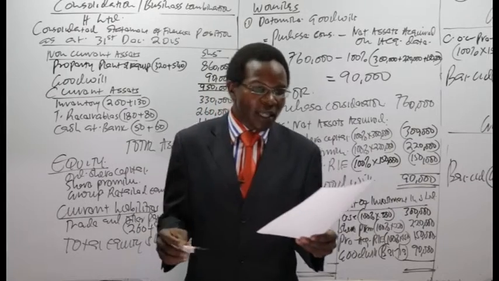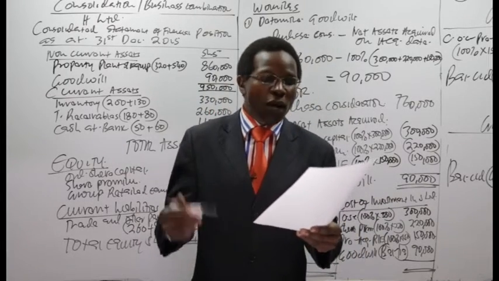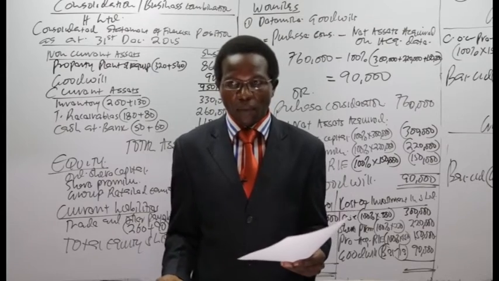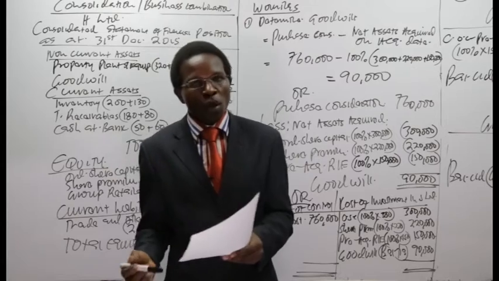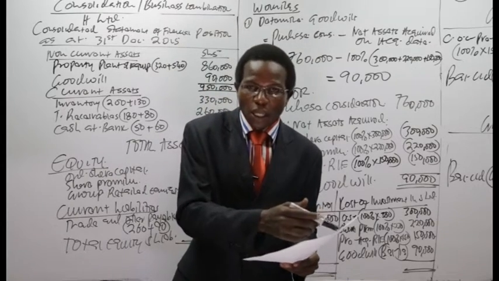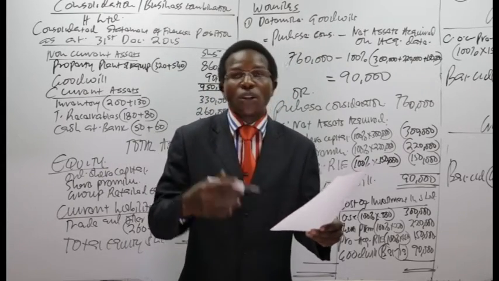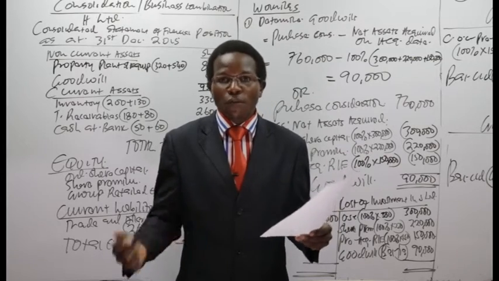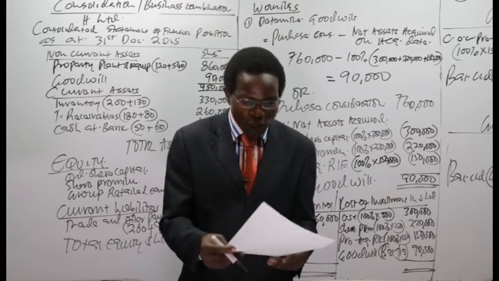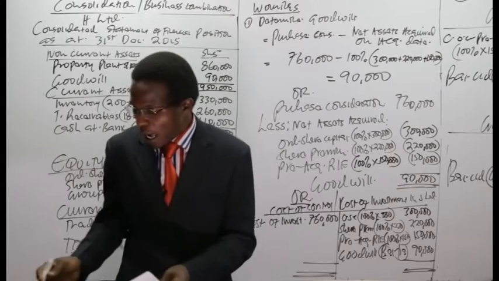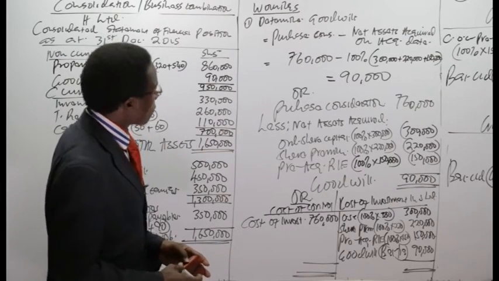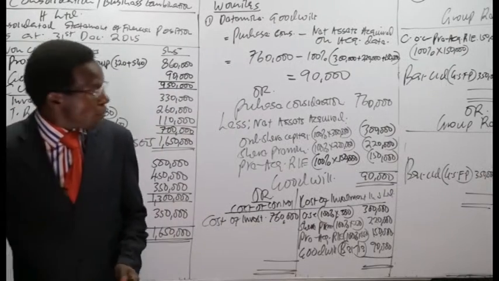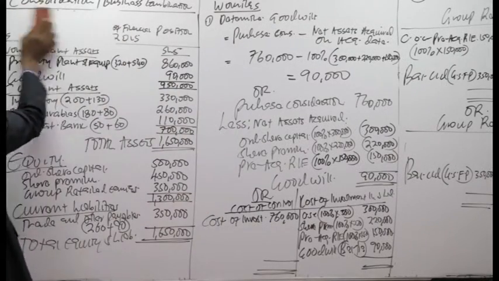Now, don't forget that this company was acquired on 1st July 2015, so the date of acquisition is not the same as the date of consolidation. We acquired in July 2015, but we are now consolidating on 31st December 2015. So we need to do this adjustment accordingly. First and foremost, we need to do our workings.